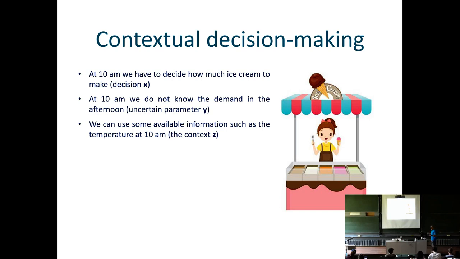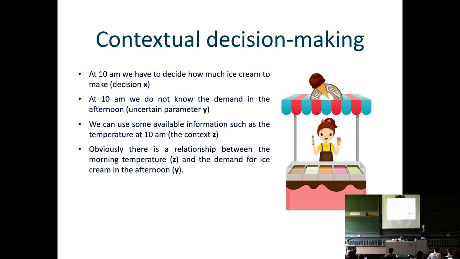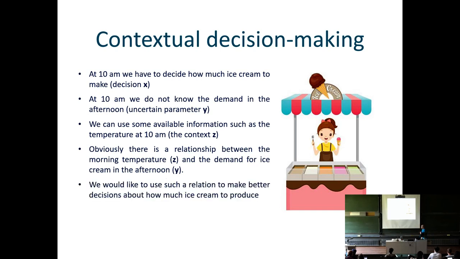And we presume that the temperature in the morning will have a major effect or will be correlated with the demand for ice cream in the afternoon. So the idea is that we would like to exploit such a relationship between the temperature in the morning, the context that we know beforehand, to decide how much ice cream we are going to produce to fulfill the demand in the afternoon.